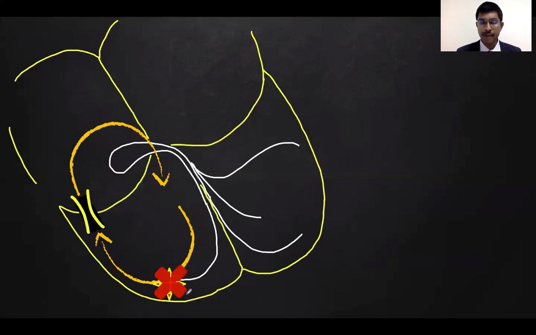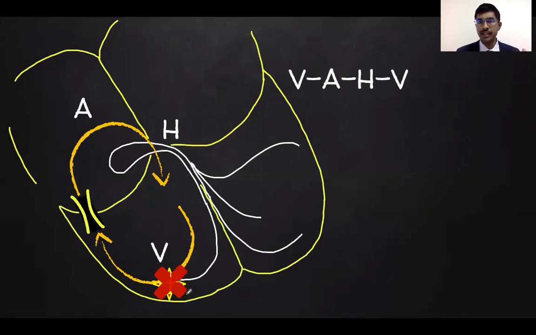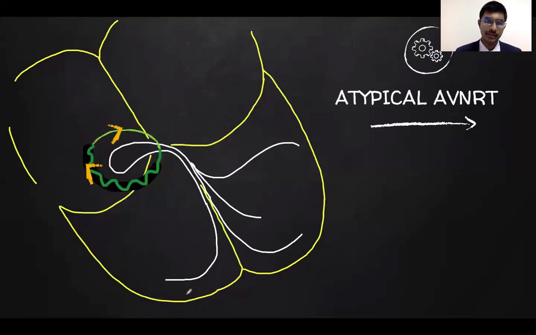What happens when you stop pacing? The ventricular impulse still manages to get into the atrium through the pathway and gets down through the His system back to the ventricle. Hence, you would observe a VAHV response post cessation of pacing.